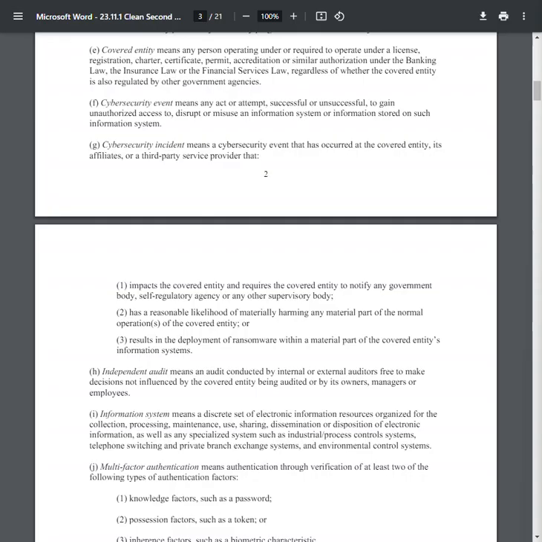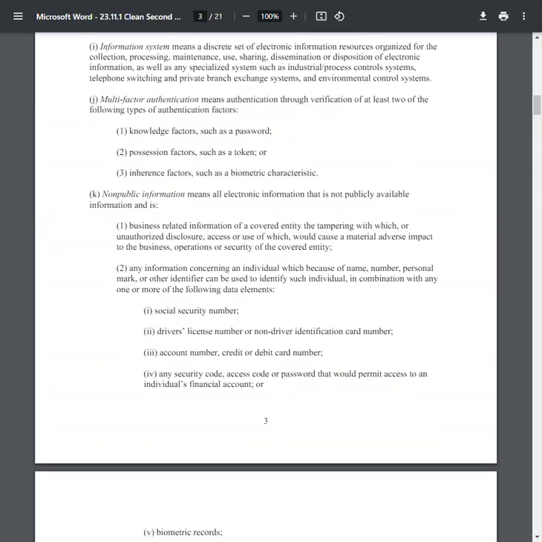And then next, we have the independent audit. So this is an audit conducted by internal or external auditors who are independent and objective, meaning their decisions are free from influence or pressure in any way, shape, or form by the organization, its owners, or managers, or even employees. So this requirement only applies to Class A companies.